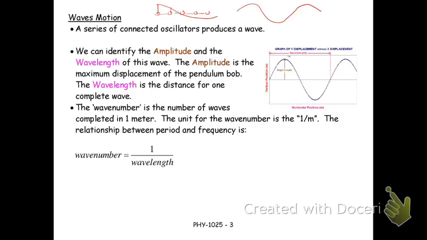The amplitude is from the middle to the extreme again, the same value. But this repeat is now a repeat distance, not a repeat time. And we call that the wavelength. So we can identify the amplitude and the wavelength of this wave. The amplitude is the maximum displacement of the pendulum's bob, and the wavelength is the distance of one complete wave.